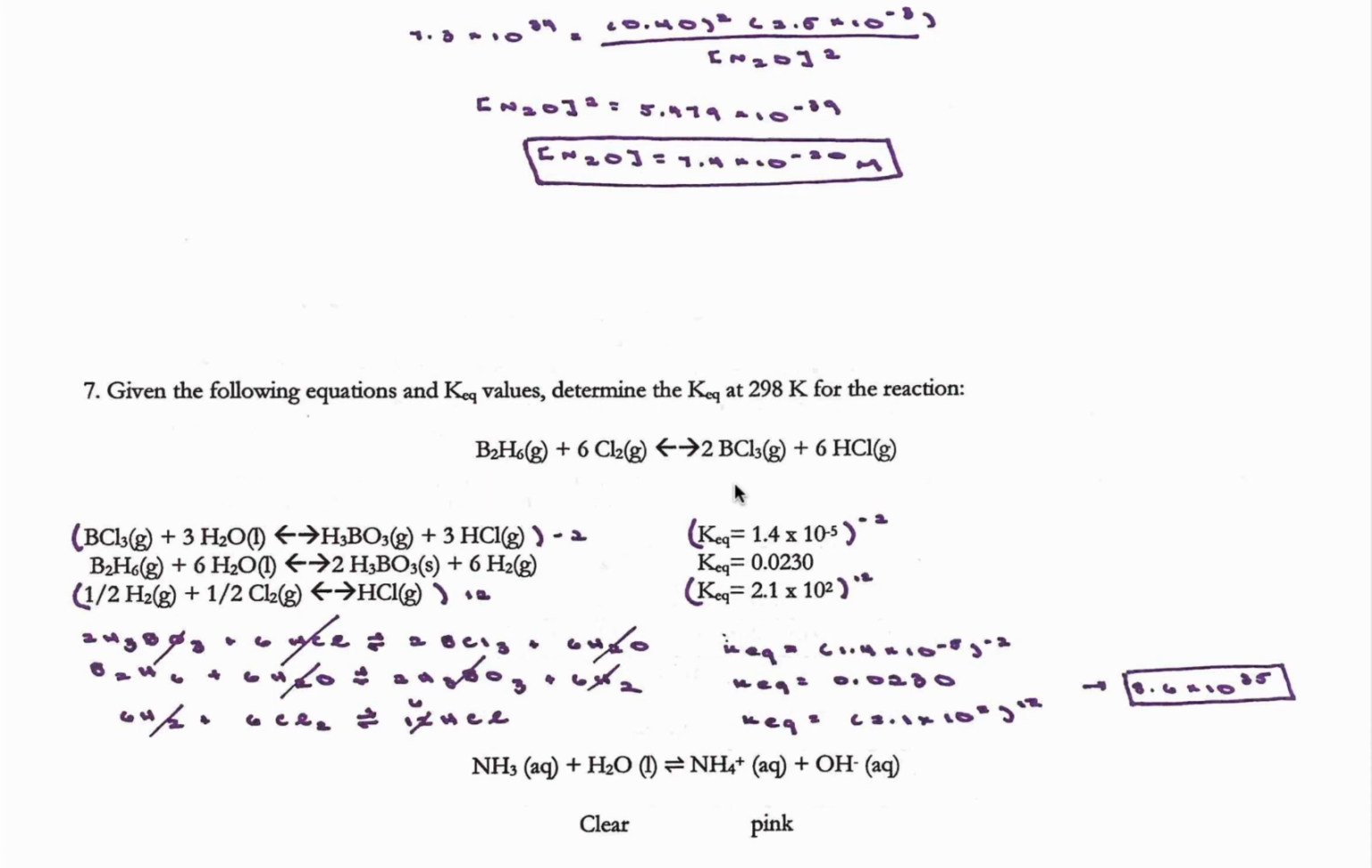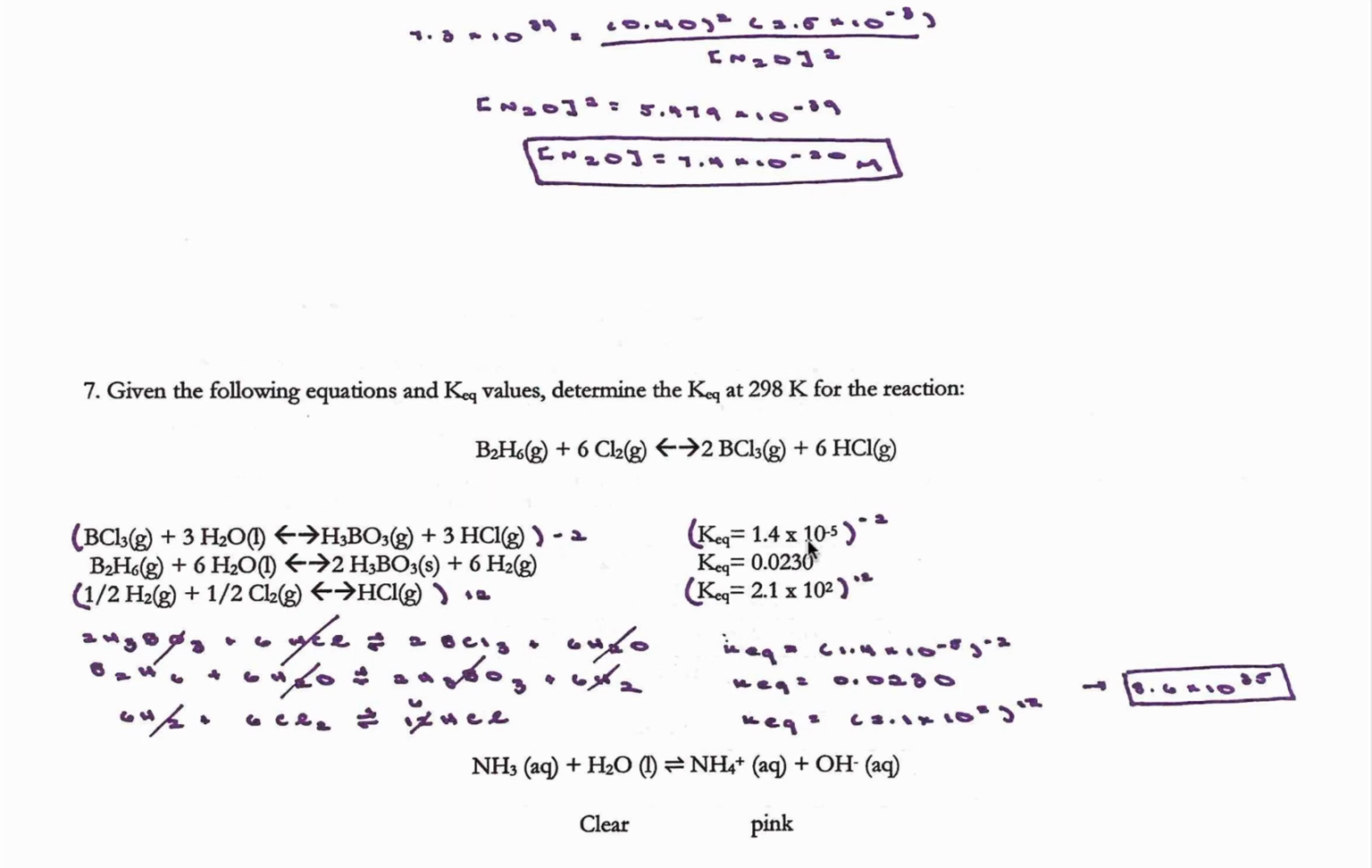Other major players would include BCl3. So notice I need 2 BCl3s. The only reaction that provides that is the top one, but it's on the reactant side right now. So I need to flip this one and then multiply by 2. Okay, and so when I do all of that and add those reactions together, you can see all my work here, I end up getting this overall reaction.